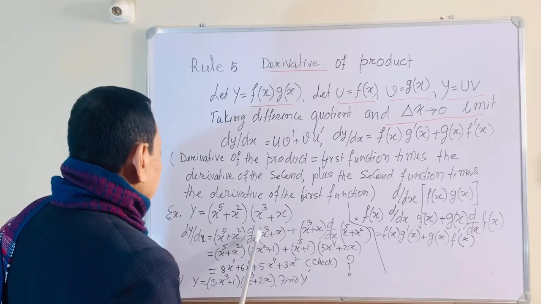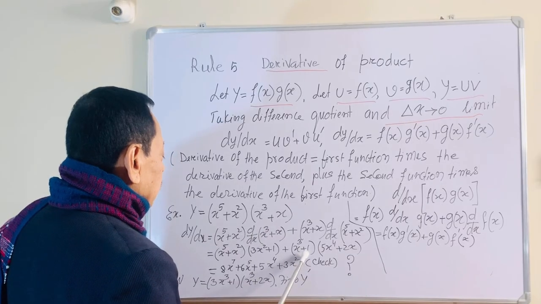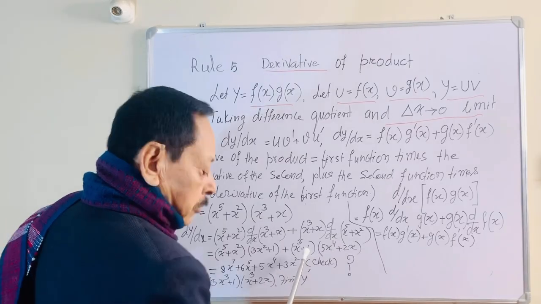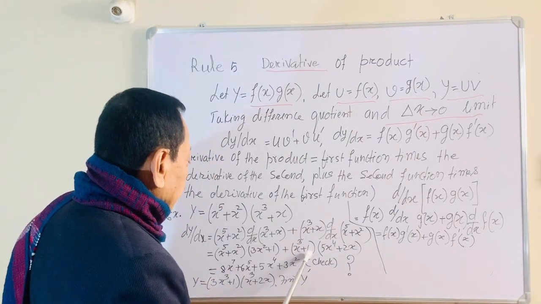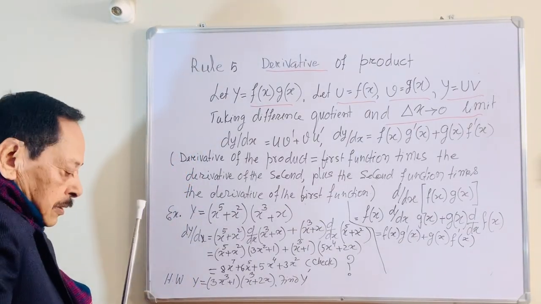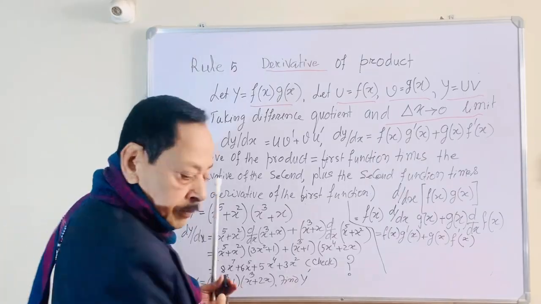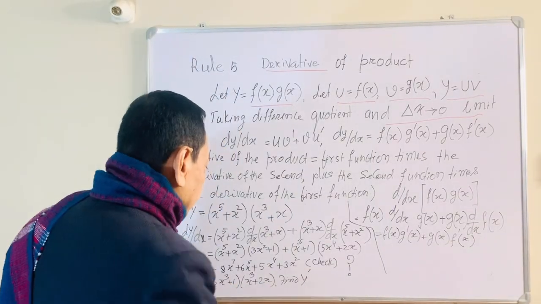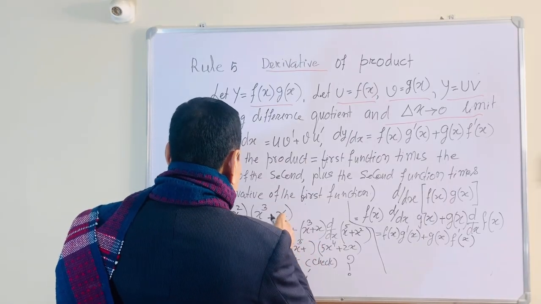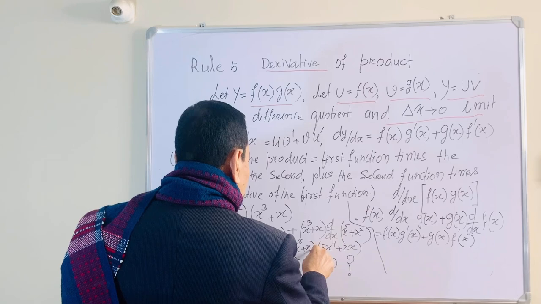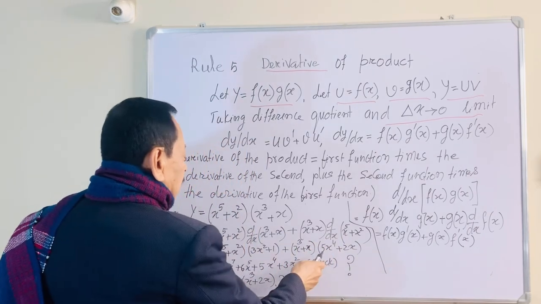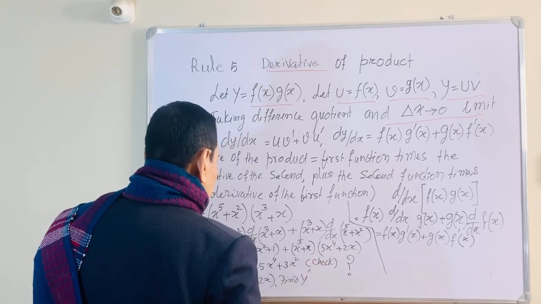Then plus the second. Sorry, the mistake. The second is x cubed plus x, into the derivative of the first, which means 5x to the power 4 plus 2x.